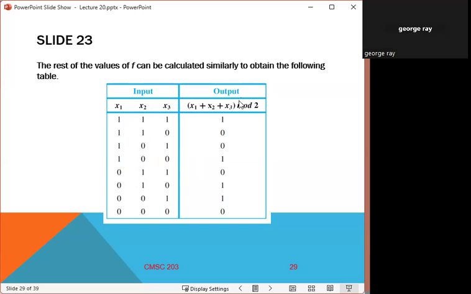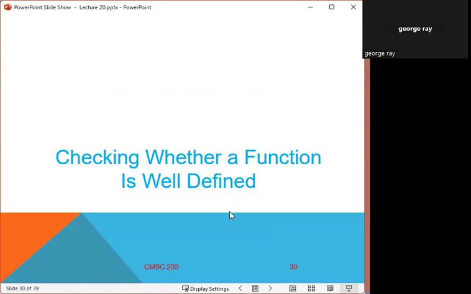Then we're going to determine the output, which is just x1 plus x2 plus x3 modulo 2. And we get 1, 0, 0, 1, 0, 1, 1, 0. So this is a Boolean function defined or described with an input-output table. Looks, of course, very much like the truth tables we did in Boolean algebra.